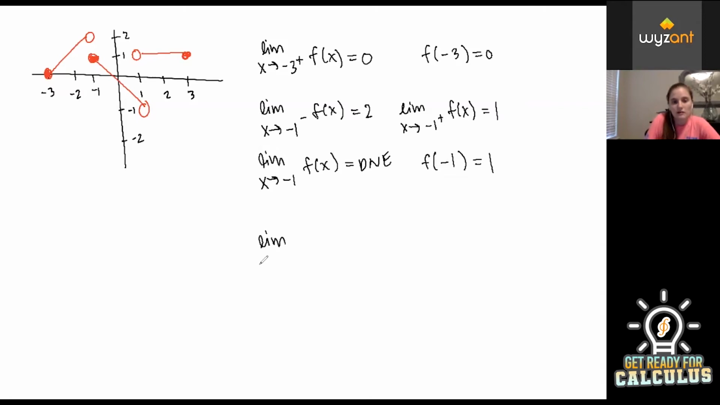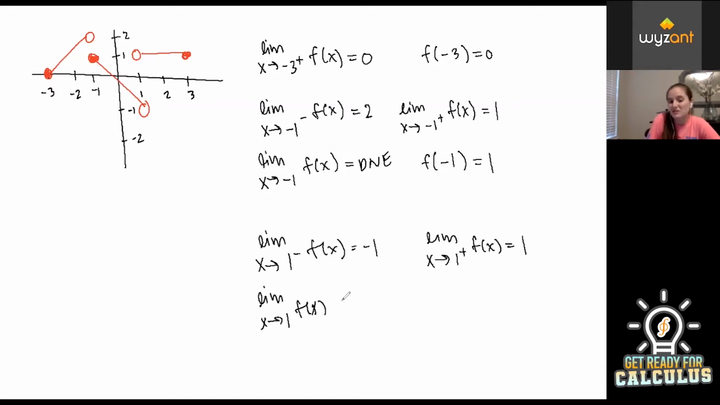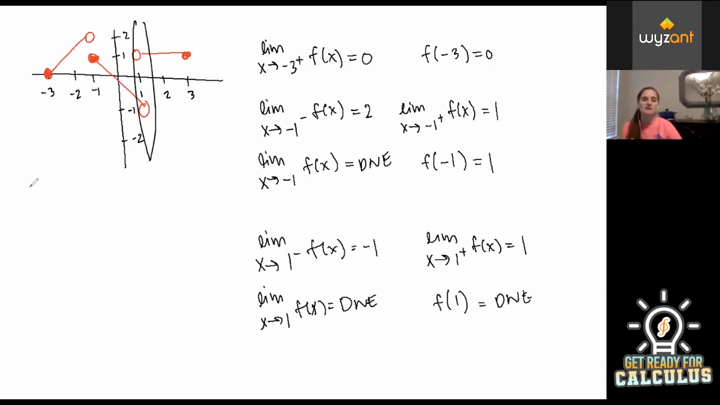Okay. Limit as x goes to +1 from the left. And we're going to get the limit as x goes to +1 from the right of the function. So from the left, we're coming into -1. From the right, we're coming into +1. So that means the limit as x approaches 1 of the function also does not exist. And here, f of 1 would also not exist because it's not actually filled in anywhere on this vertical line. There's no spot that's circled in.